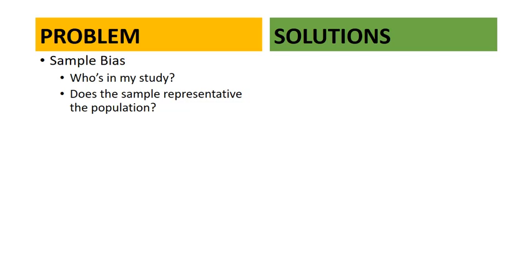This occurs when we have a problem related to who is in our study. Oftentimes, sample bias means that our sample, or the participants in the study, do not adequately represent our population, or the larger body of people we are trying to understand. Being thoughtful about our sampling methods can help address this.